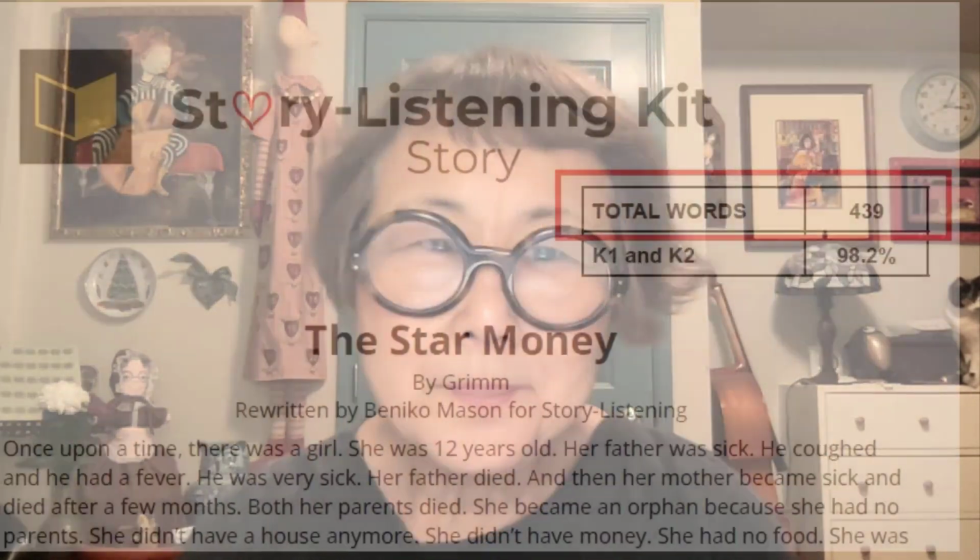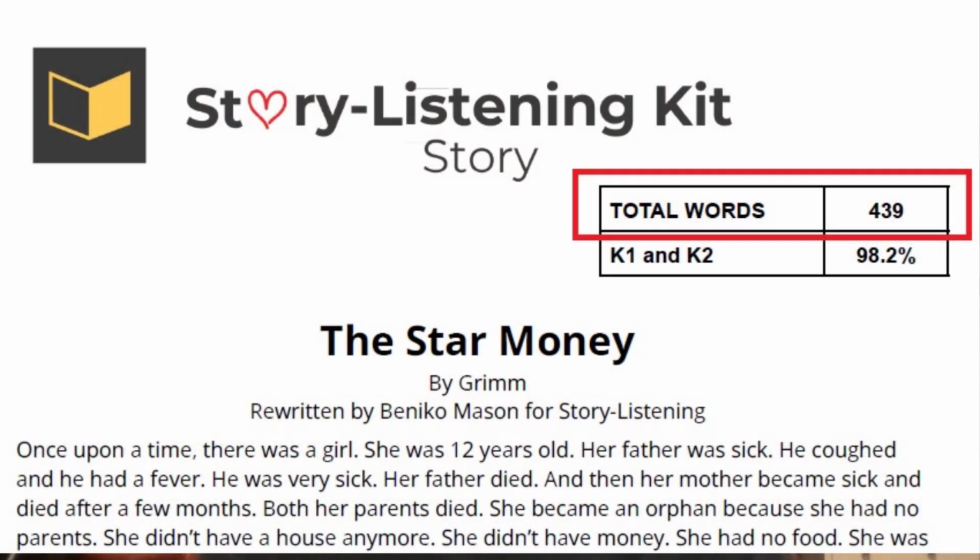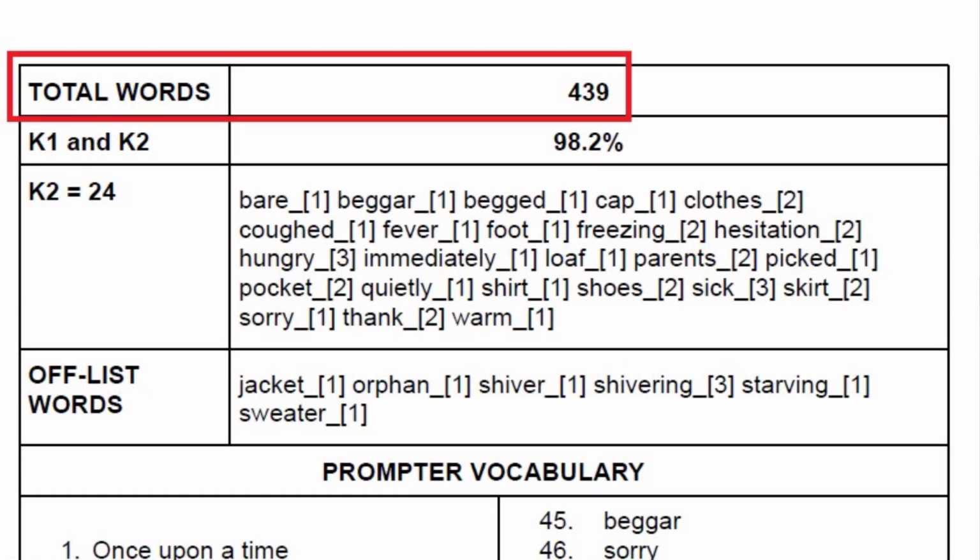Total number of words is the number of words when all individual words in a text are counted. So when it says 500, that means 500 words are written in the text. And this information is helpful when we prepare for a SL lesson or SL session.